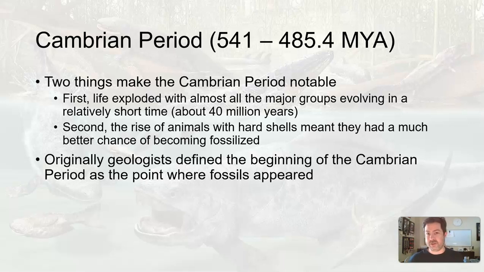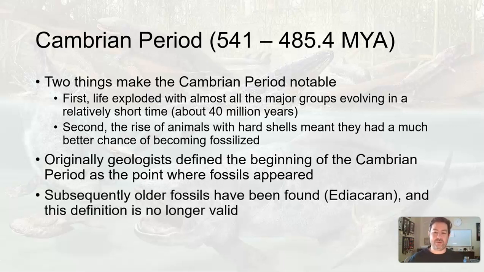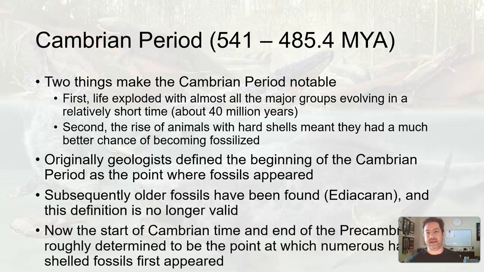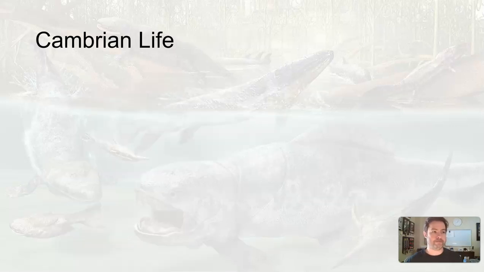Originally, scientists and geologists defined the Cambrian as the point where fossils first appeared, but that's been revised because prior to 541 million years ago, we have now found earlier fossils. So now the start of the Cambrian is determined mostly by when hard-shelled fossils first appear. We do get some bigger life a little bit back in the Ediacaran, before 541 million years ago, but we just kept the Cambrian period the same time, even though we found fossils from earlier.